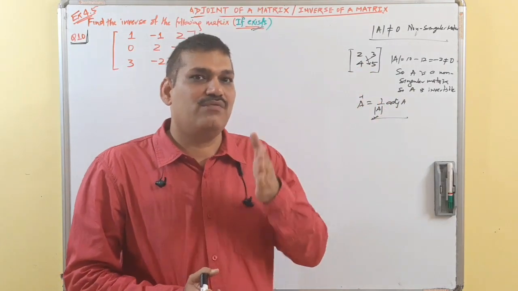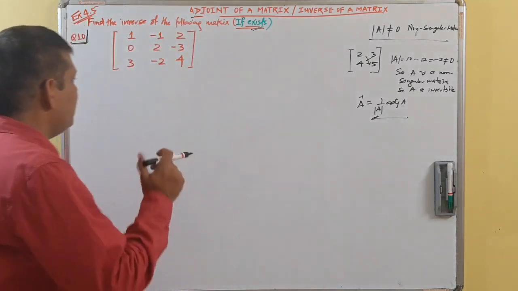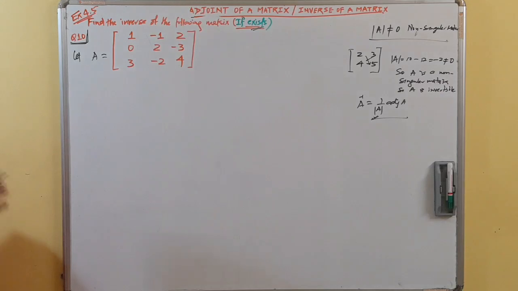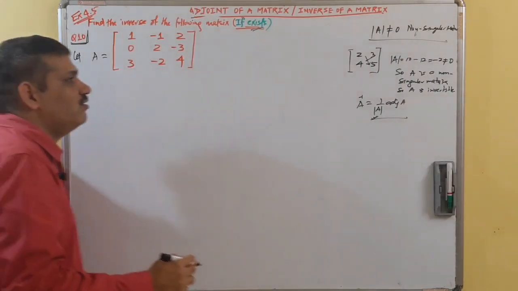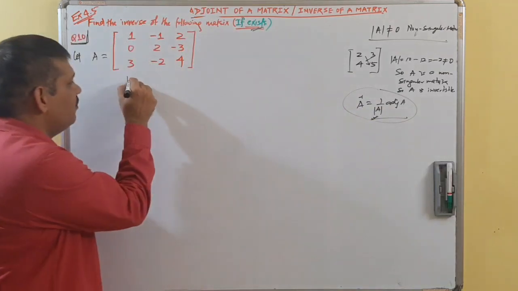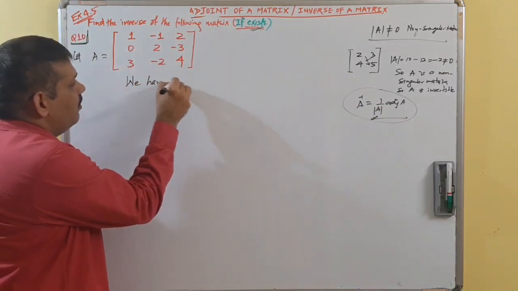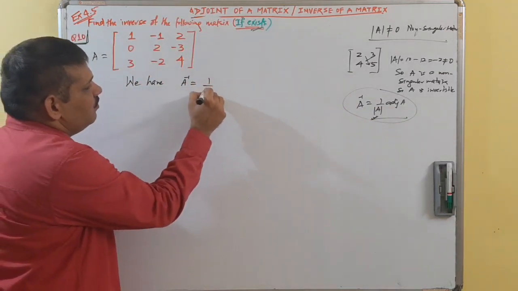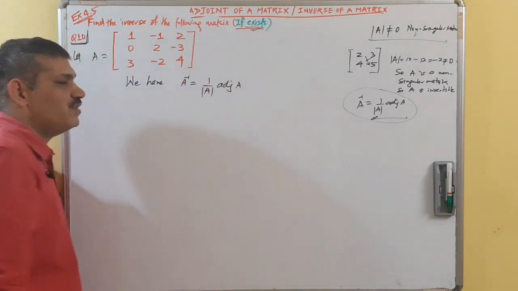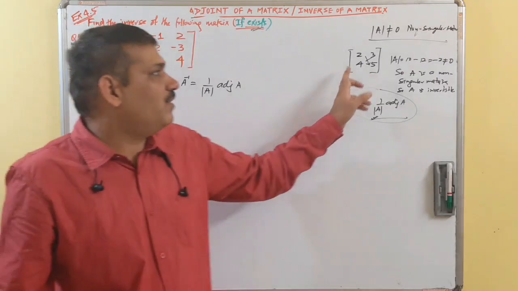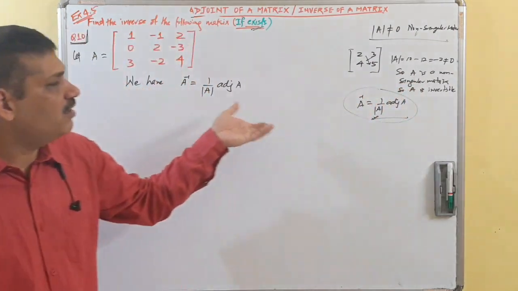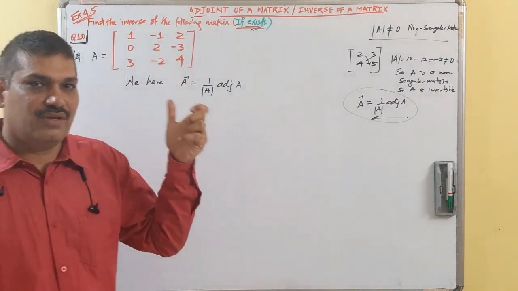So first of all, in any question, let us name the matrix A. To find the inverse, we have the formula: A inverse is equal to 1 upon determinant A times adjoint A. So first of all, we'll ensure whether the matrix is invertible or not. So we will find the determinant of A.